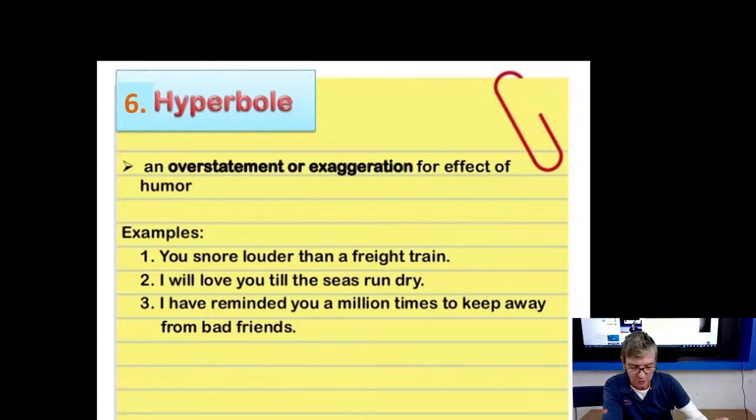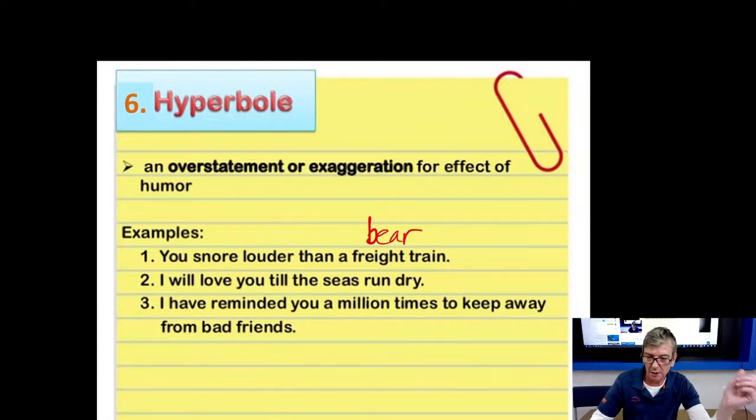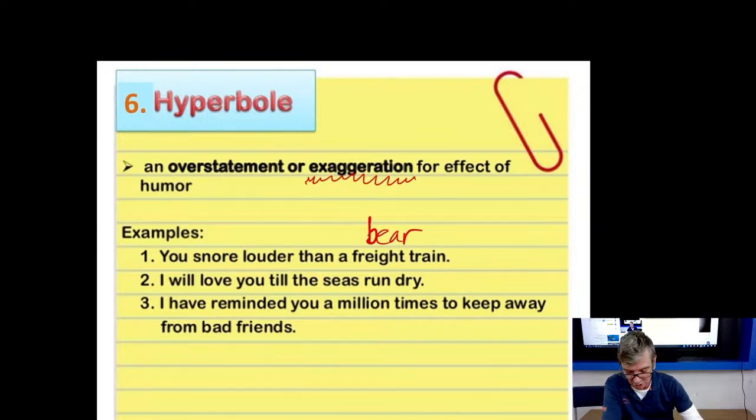So number 1 then, you snore louder than a freight train. You can change that. You could have you snore louder than, think of an animal that would snore loudly. You snore louder than a bear, for example, would be okay too. Other examples might be your mum is going to kill you for, I don't know, doing what? For spilling milk in the car. So she's not literally going to kill you, but she's going to be very angry with you, right? So this is hyperbole, and this is an example of exaggeration or overstatement, overstating something.